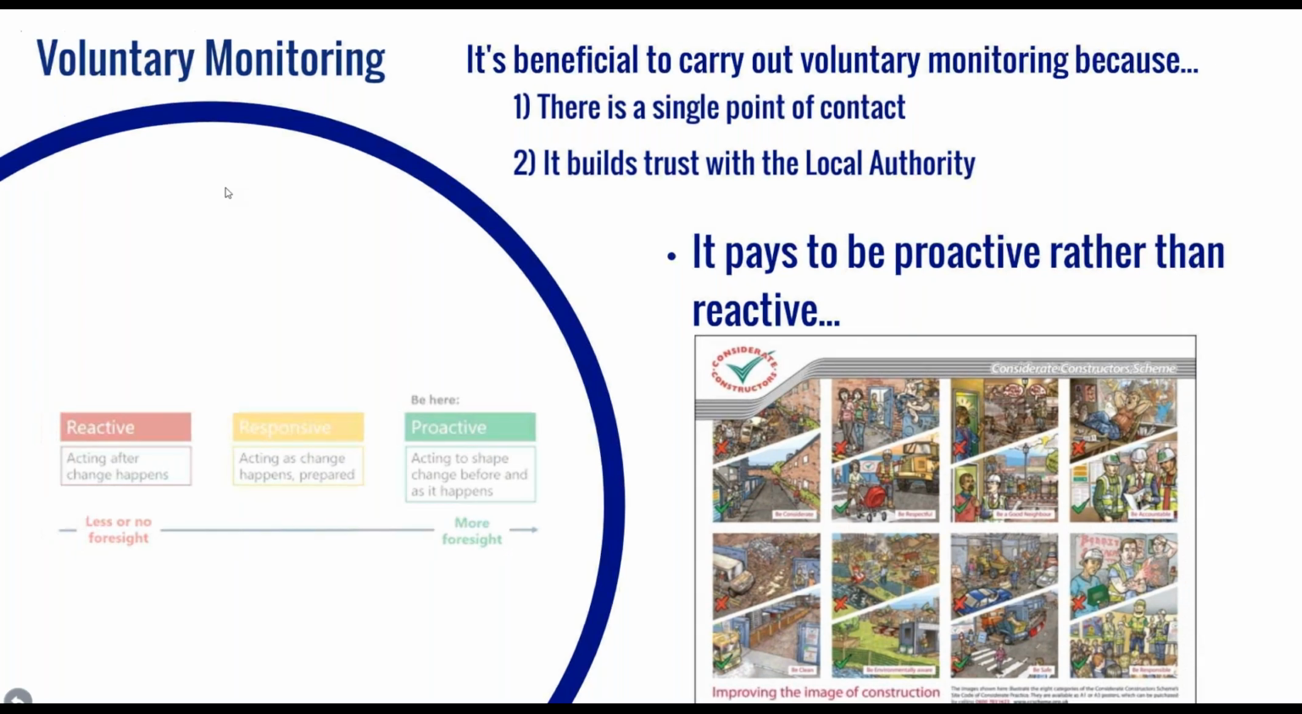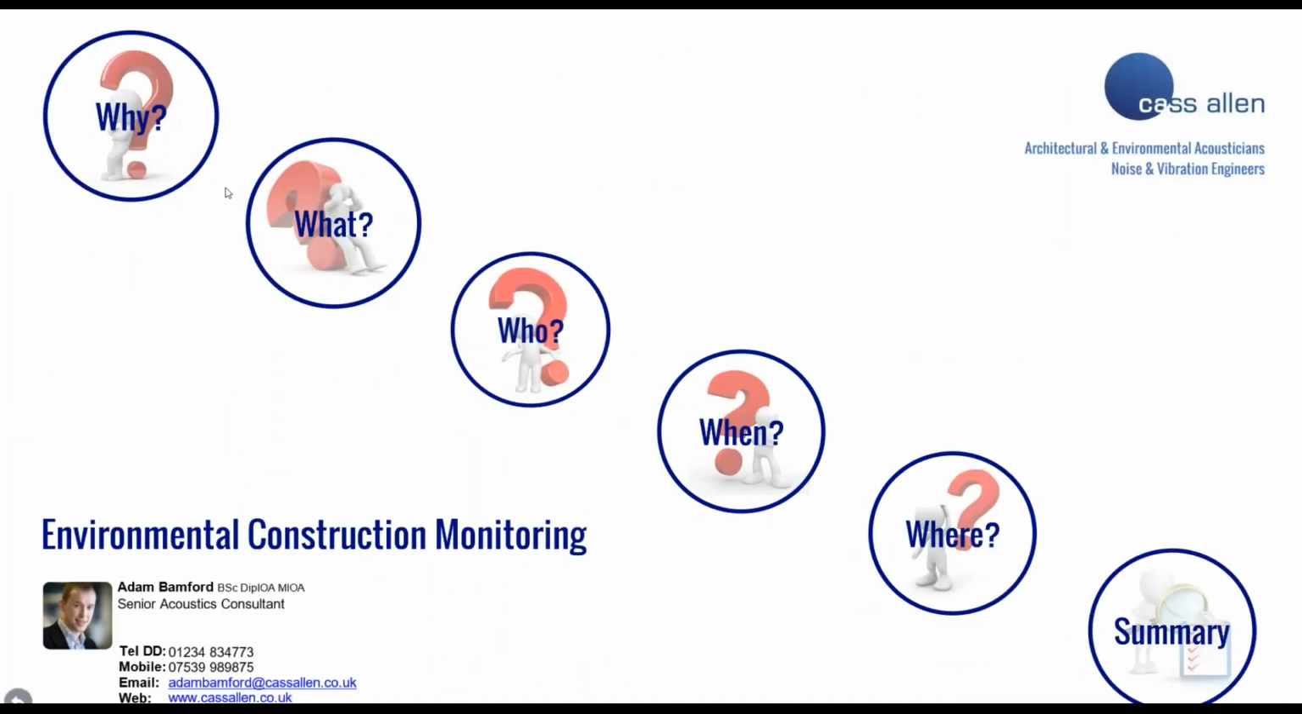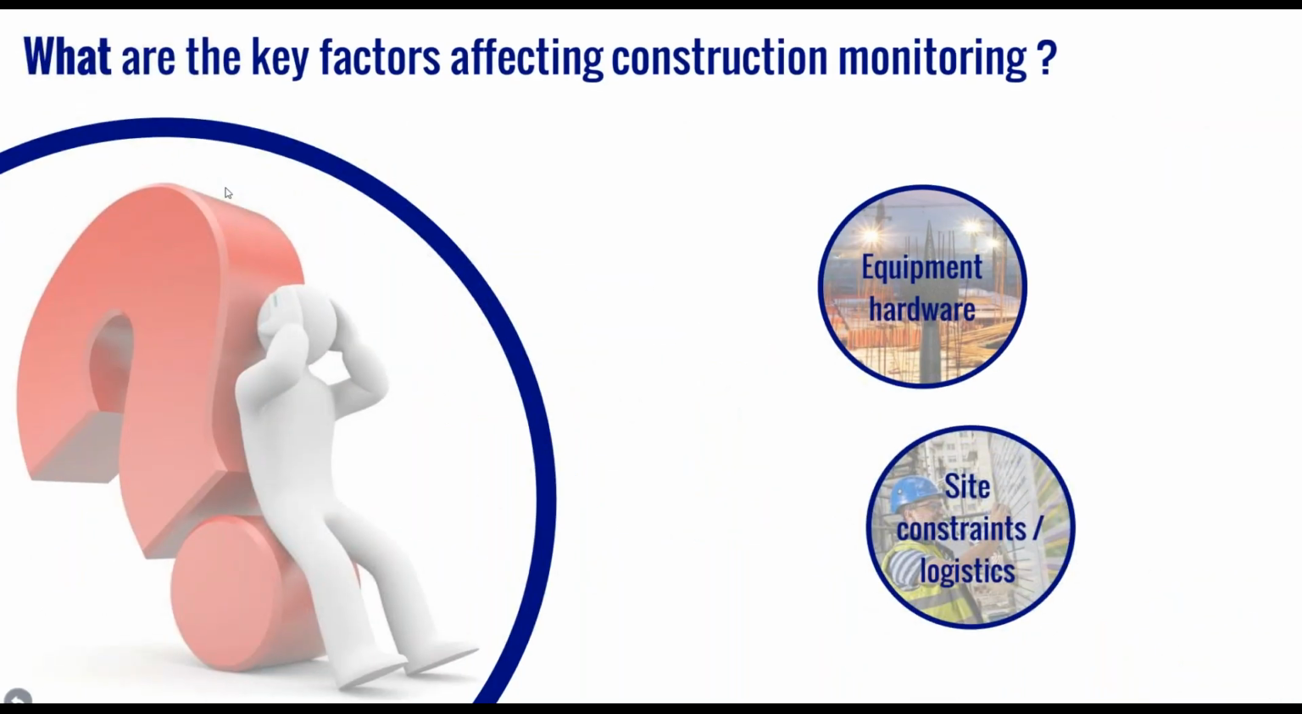So moving on, the next topic that we'll look at is what are the key factors that are affecting construction monitoring? In our experience, you can break these down into two different categories as shown on the screen. Firstly, equipment issues, and secondly, site issues. I'll address each in turn now.